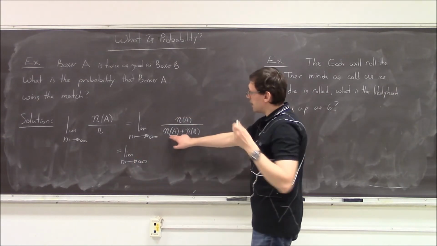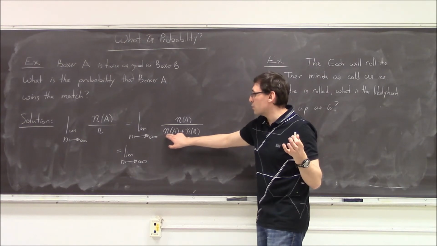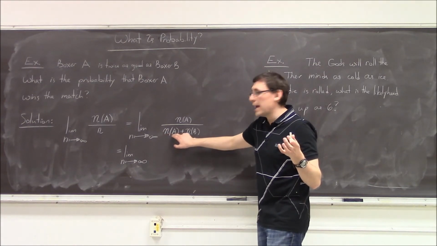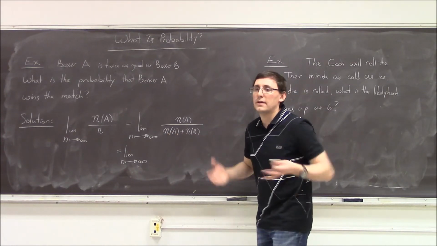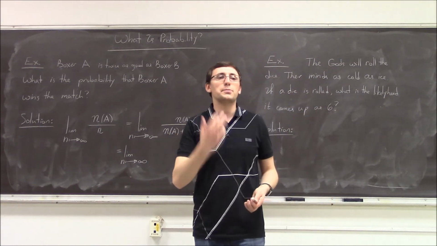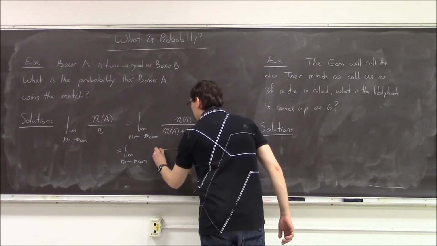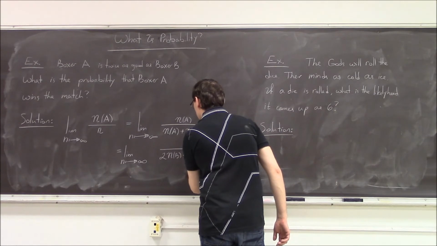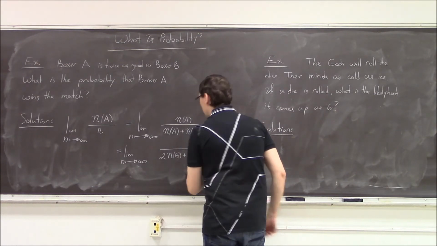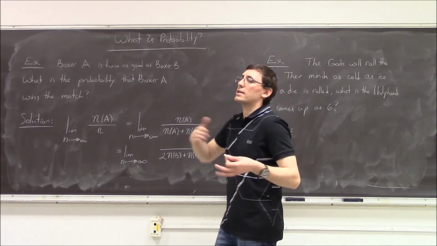Well, think about it. If I had many trials, it was sufficient to observe that n of A is twice that of n of B, because if the boxer is twice as good, you expect the boxer to win twice as many times. So you expect the denominator to be twice the number of winnings of B plus the number of winnings of B. Why twice? Again, those are the number of rounds won by boxer A. You expect them to be double.